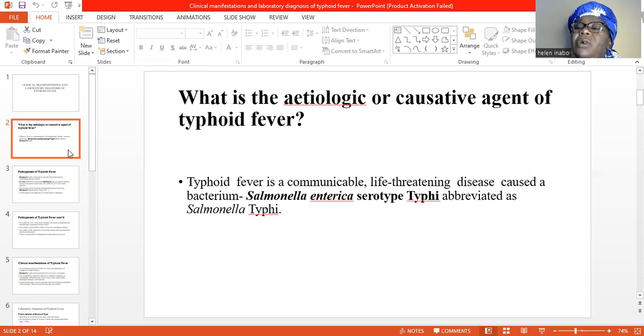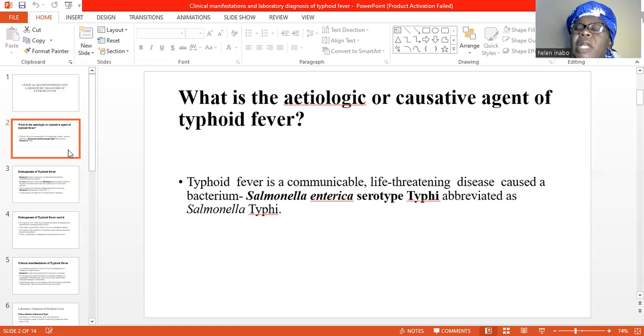Typhoid fever is caused by a bacterium known as Salmonella enterica serotype typhi or Salmonella enterica serovar typhi, abbreviated as Salmonella typhi. You observe that the name of the serovar serotype typhi is not italicized, and it doesn't start with a small letter because it is not a species name. It's internationally accepted that the name of Salmonella enterica serotype or serovar type should be written this way.